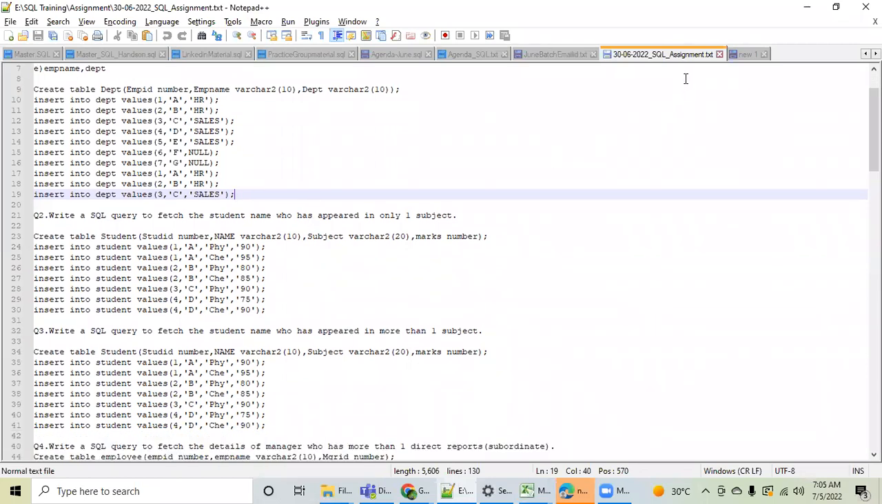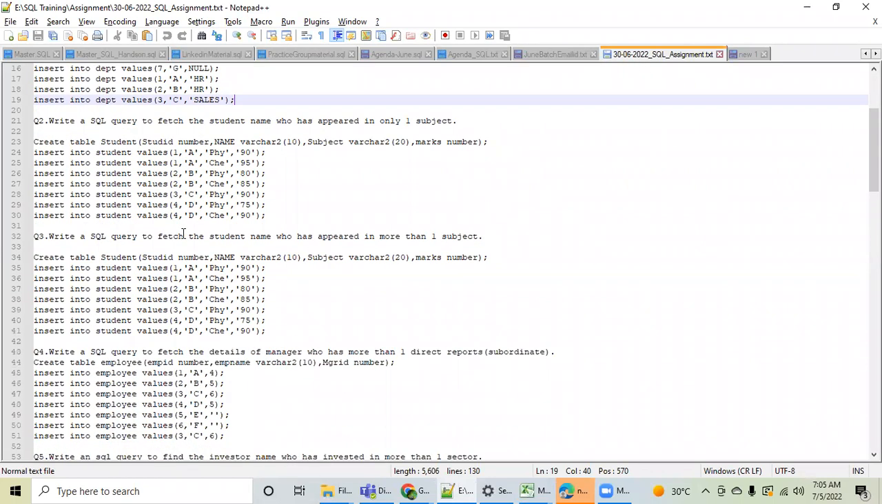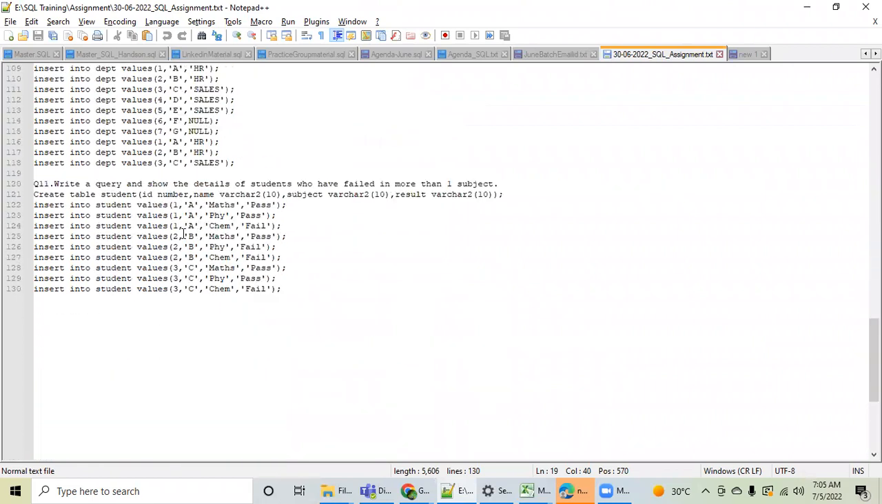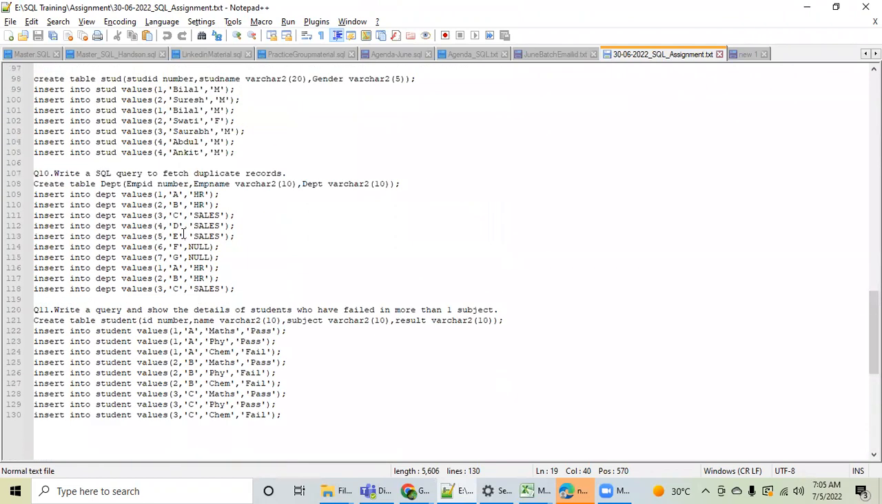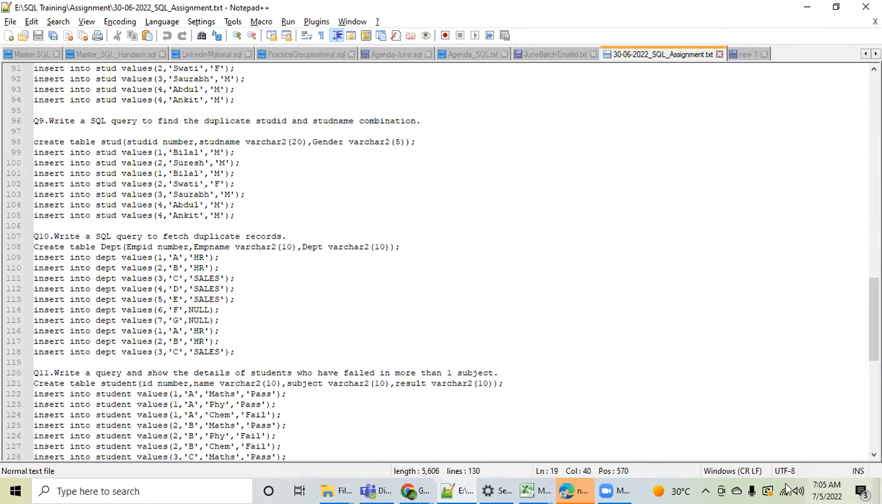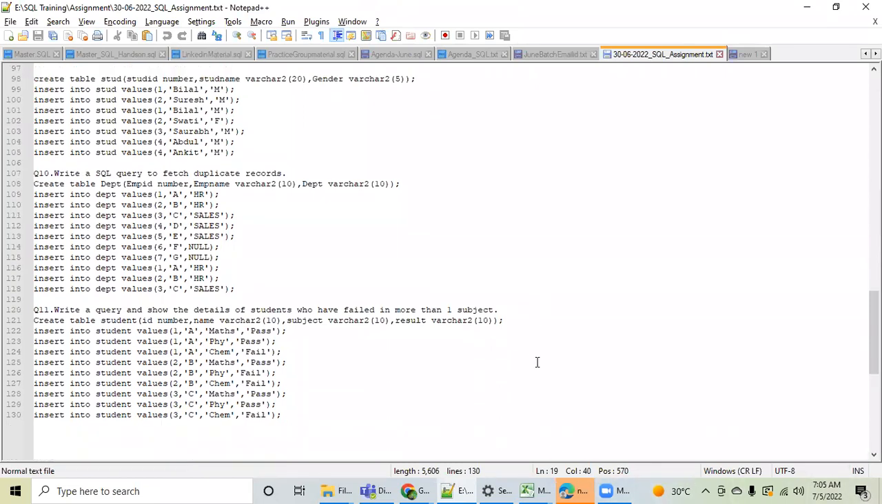So we were discussing the assignment of 30 June. Most of you have reworked on that and have shared the correct solution. Does anyone want to discuss any question out of these 11 questions?